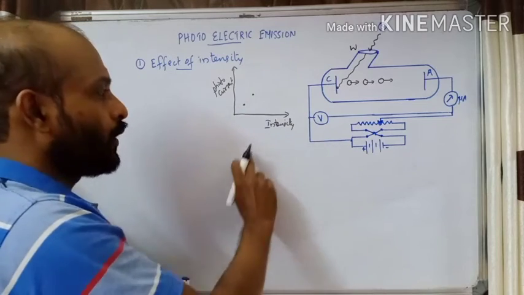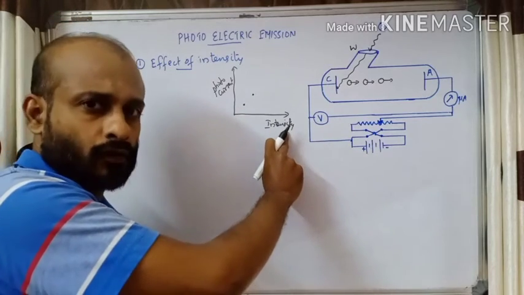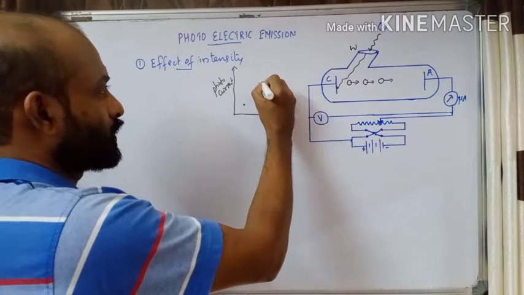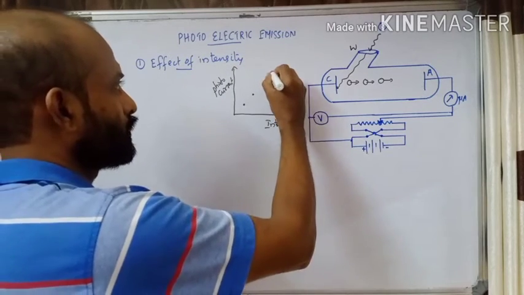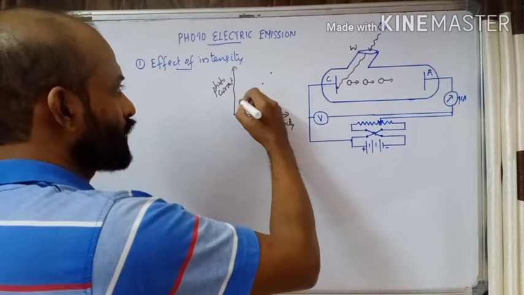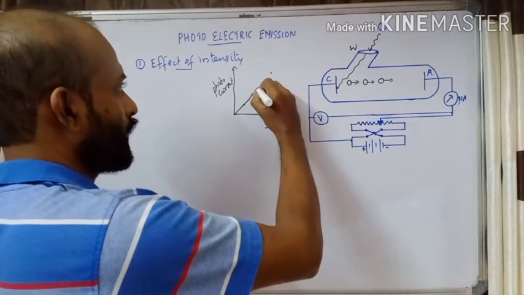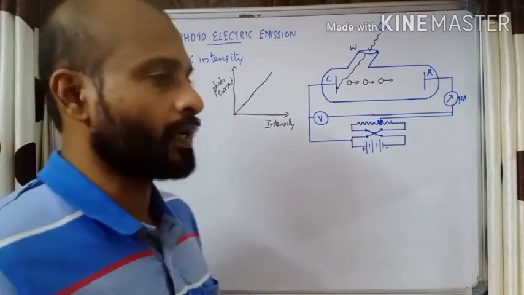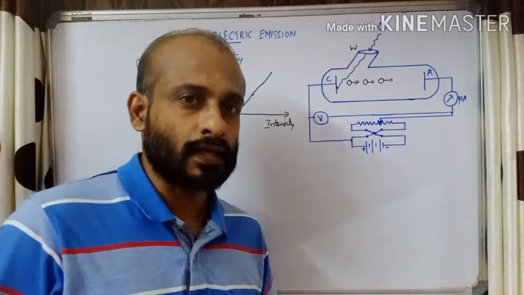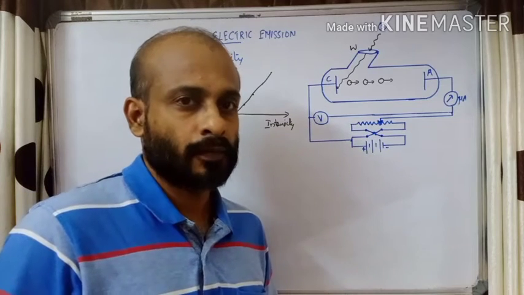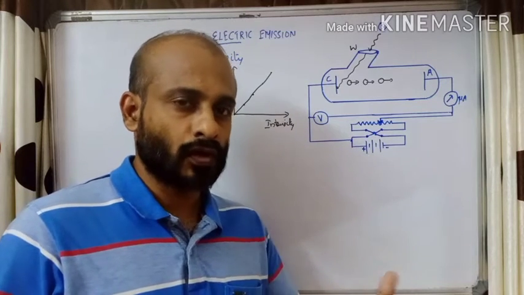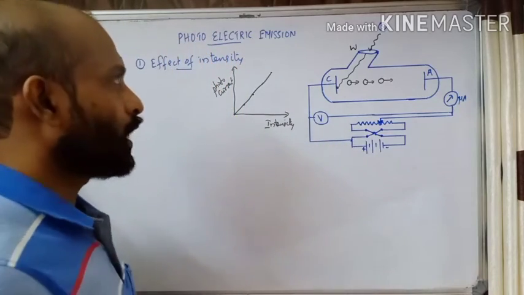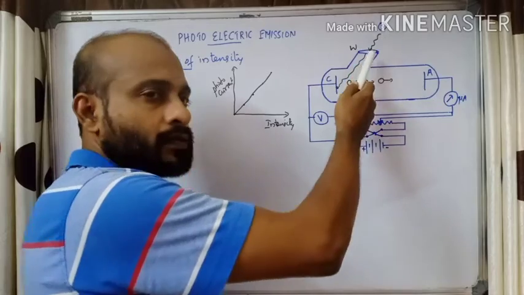Now again we increase the intensity. We use a 300 watt bulb. Again intensity increases, photocurrent increases. Now we will get another point. When we join these points, we get a straight line. The meaning of this graph is that the intensity of light is directly proportional to the photocurrent. When we increase the intensity of light, the photocurrent also increases. That's our first observation.